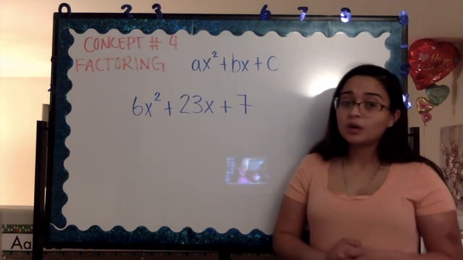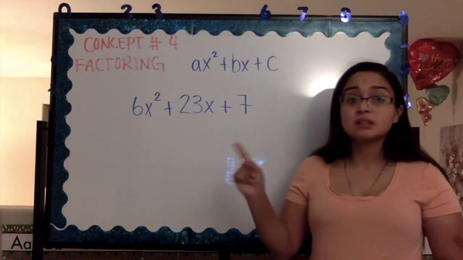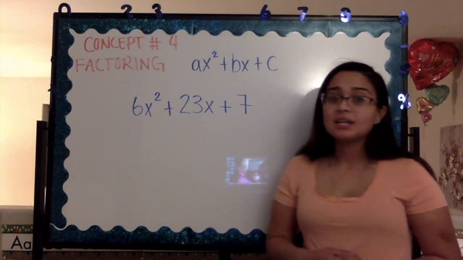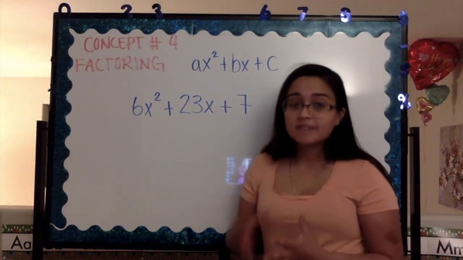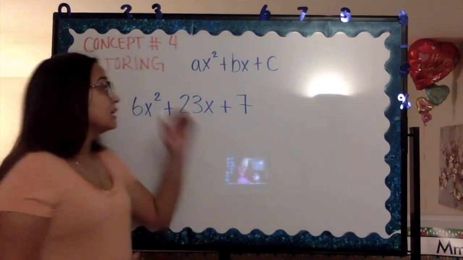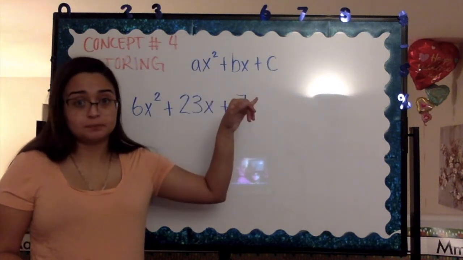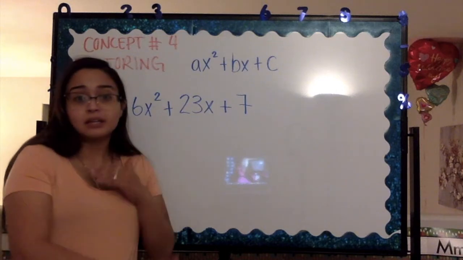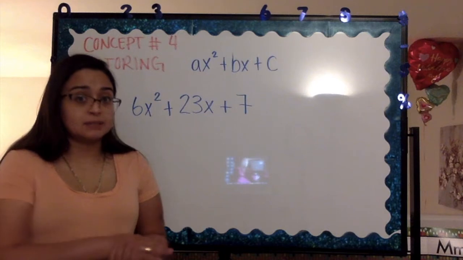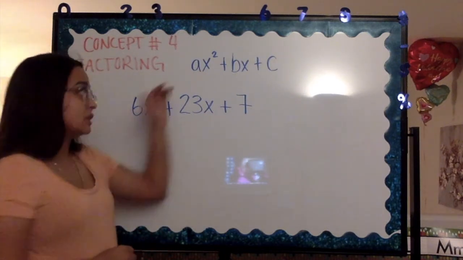Today we are going to continue with concept number 4, which is still on factoring, but a different part of it, okay? Now, this is factoring trinomials that are in the ax squared plus bx plus c form, okay? Not like we saw last time, where we saw x squared plus bx plus c. Okay? This time we are dealing with this form.